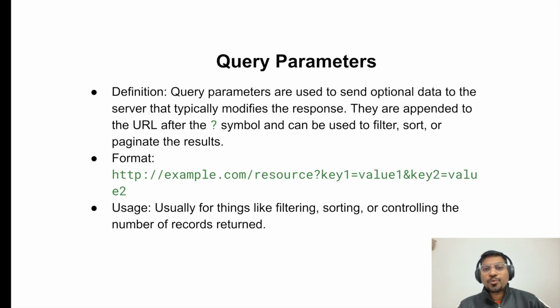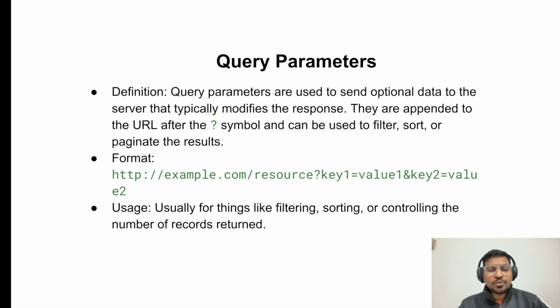So first, what are query parameters? If you're talking about a definition, query parameters are used to send optional data to the server that typically modifies the response. They are appended to the URL after the question mark symbol and can be used to filter, sort, or paginate the results. So basically, if you see something written after the question mark in a URL, it will be considered a query parameter. They are used to filter out data, pass some query to sort the data, give page numbers, filters, or specific IDs like that.